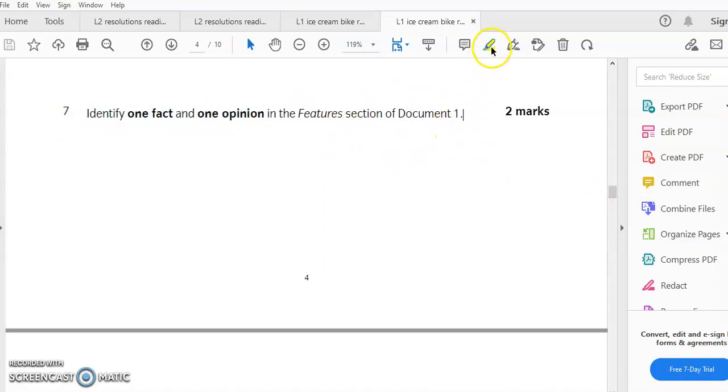Now, the thing that I'd really like to draw everyone's attention to here, apart from the fact and opinion bit, is this, in the features section. And this is common across level 1 and across level 2. A lot of these questions will ask you to get information from one specific part of the text. If you do not do this, you will lose marks. If you draw facts and opinions from anywhere outside the features section in this document, you will lose marks. Okay? So do make sure you read the entire question carefully.